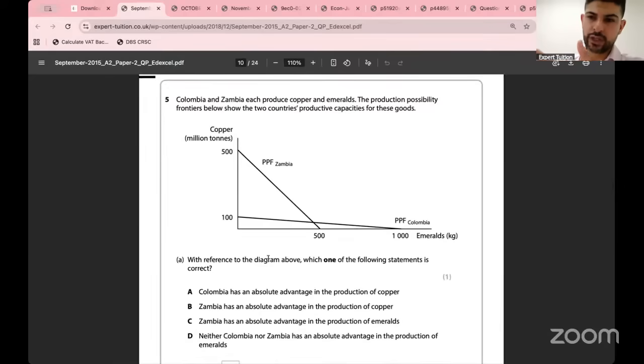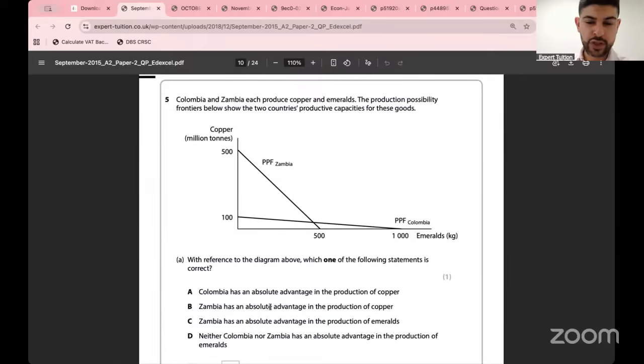Yeah. Now the first question is almost insulting to your intelligence. Let's quickly whiz through it. Absolute advantage is just simple. It's just simply where you can produce more of a good or service than another country. For example, here, Zambia clearly have an absolute advantage when it comes to copper, and Colombia clearly have an absolute advantage when it comes to emeralds. Yeah. The answer then, because you're not an idiot, is B. Yeah.